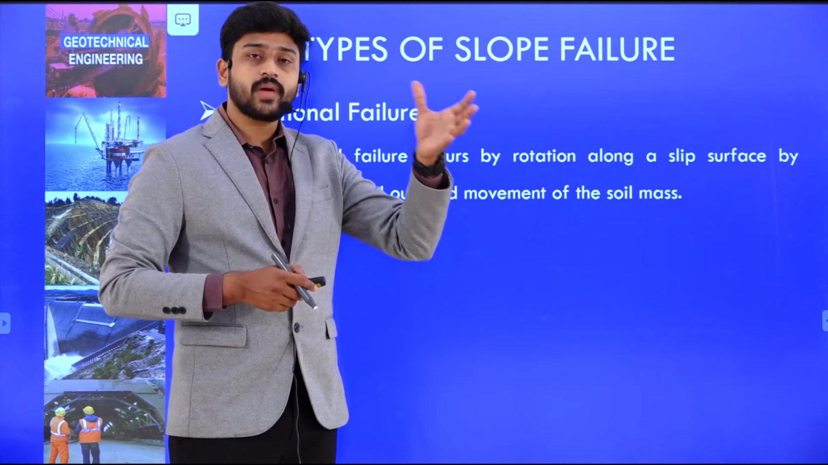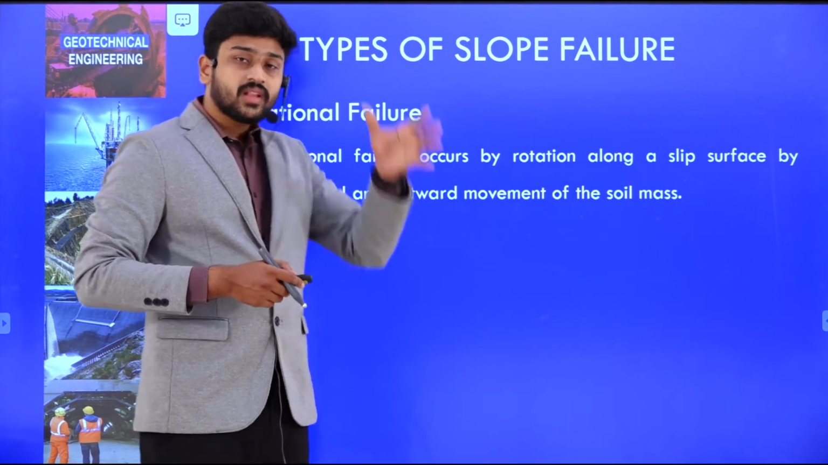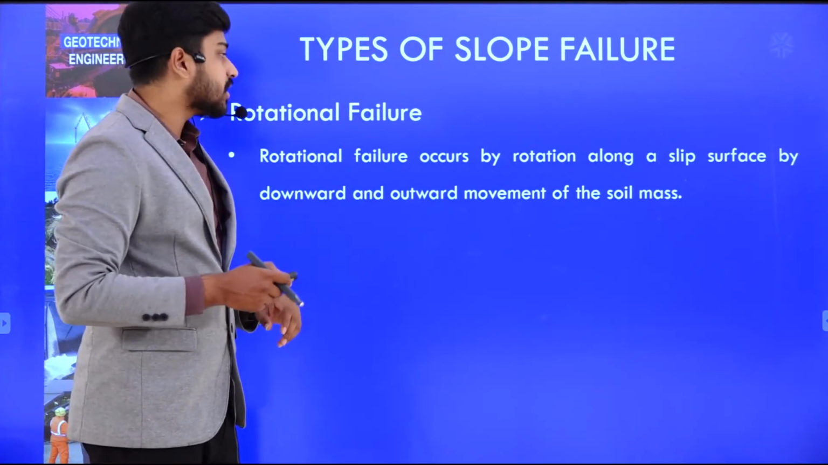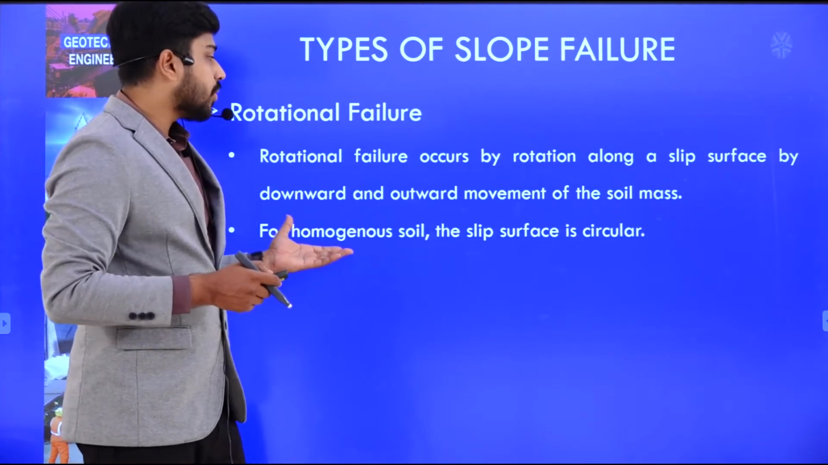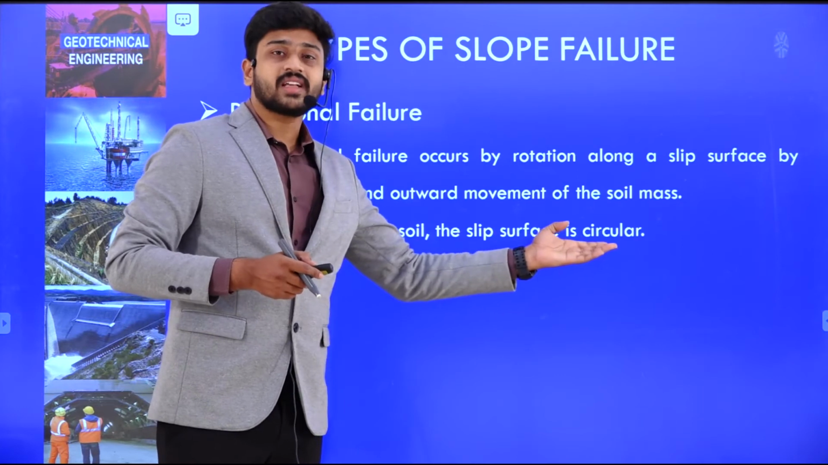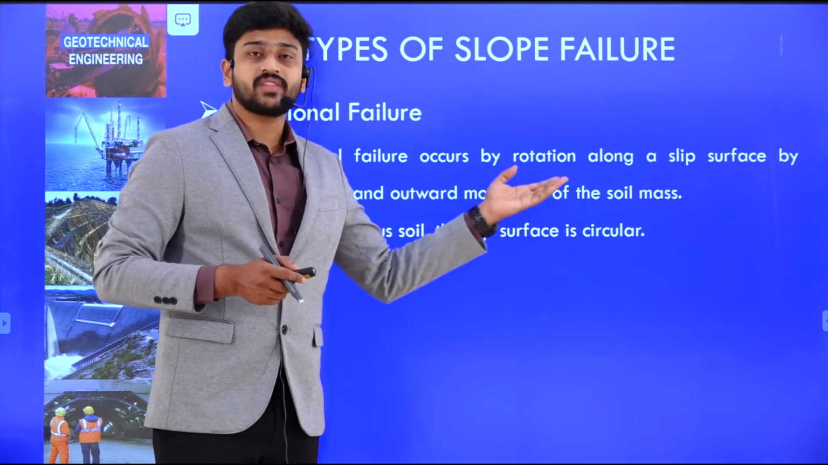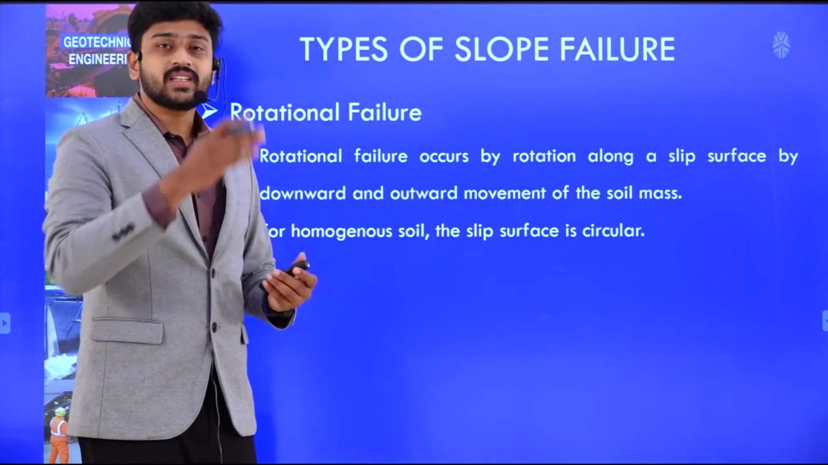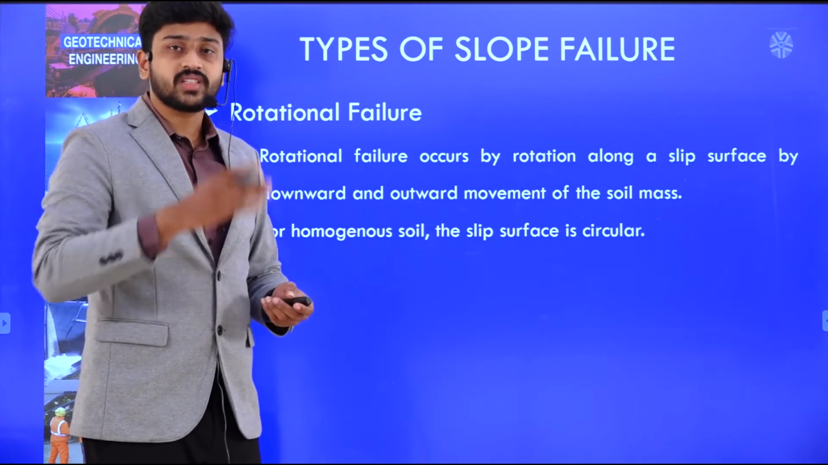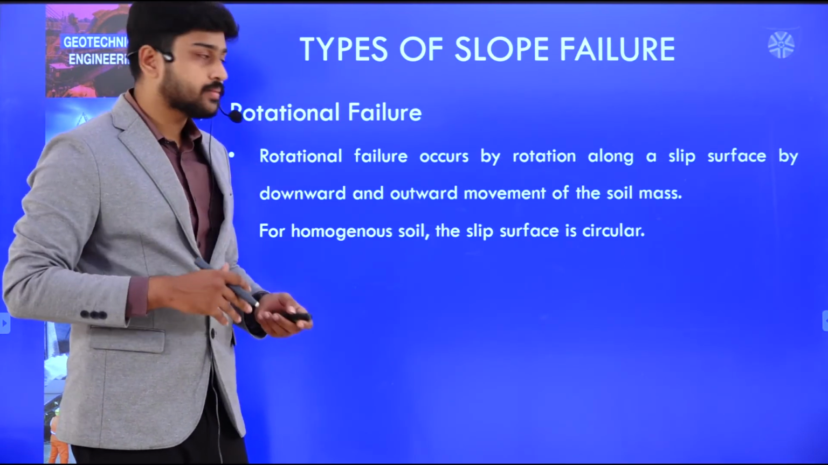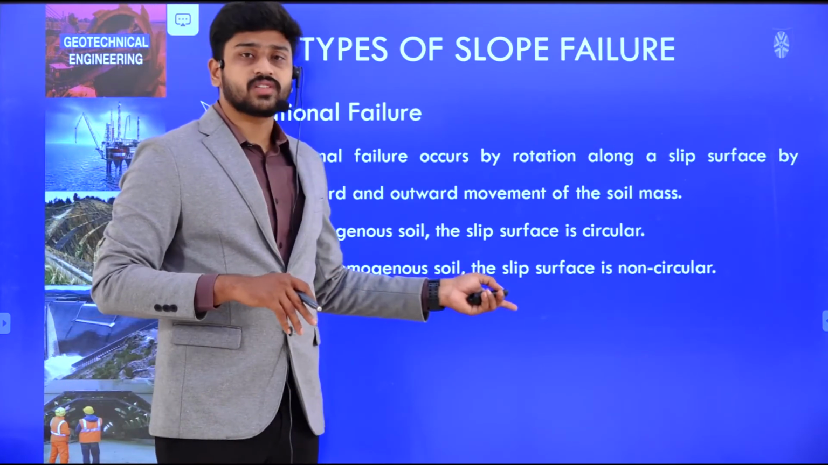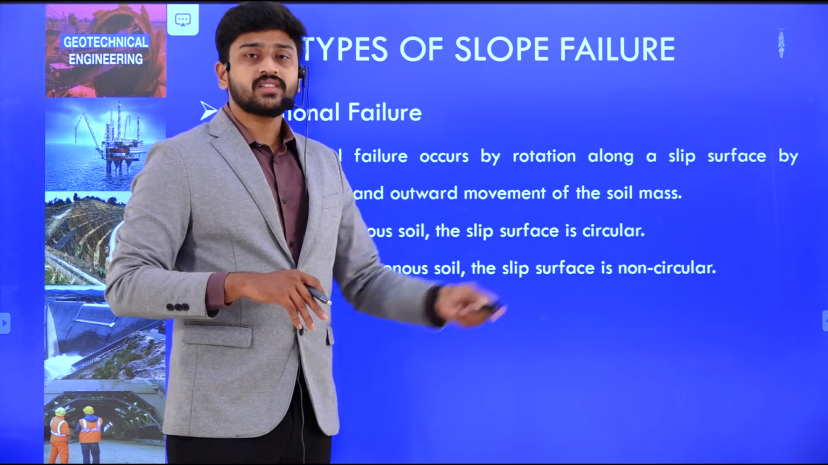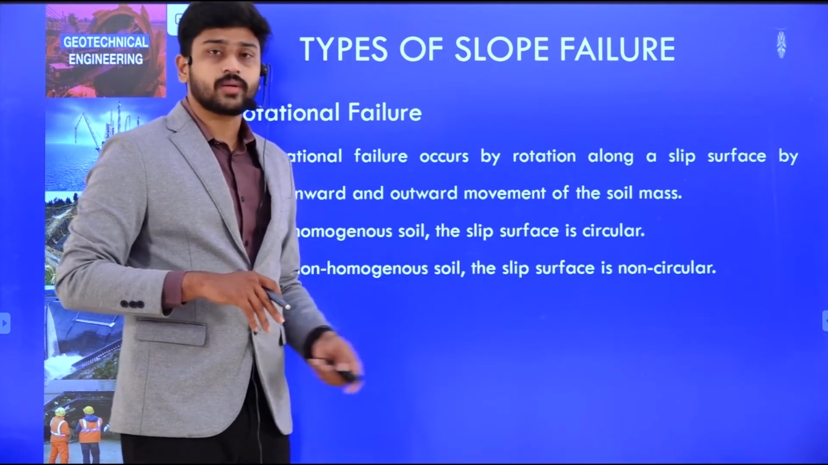That means the soil may either move down or up. That means a rotational failure will occur. This generally occurs in the case of a homogeneous soil and it is considered as circular. As we have seen in the previous diagram also, it is an arc of a circle. Such type of failure occurs by rotation. In the case of non-homogeneous soil, we consider this as a non-circular failure.